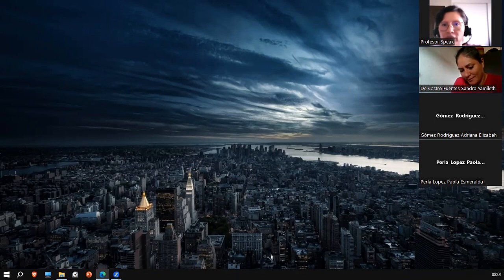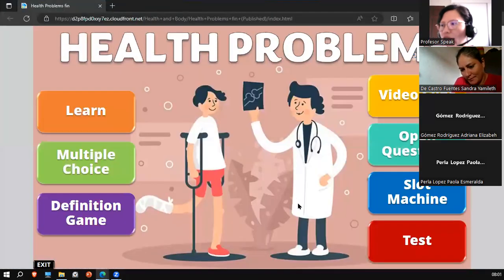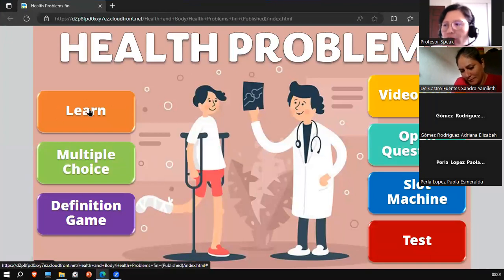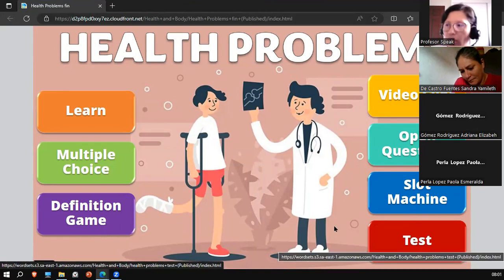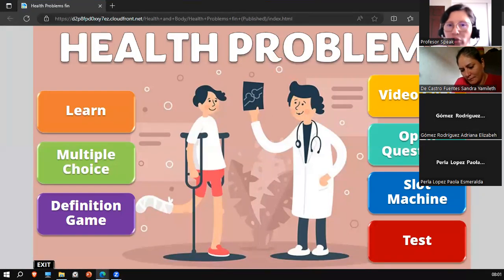So yesterday we just worked in one part, right? We learned the vocabulary words. And I think we worked with the multiple choice section. And now we're going to move to the definition, then we're going to get to the slot machine and the test, okay? After that, we're going to have a quick review on the topic that we began yesterday.